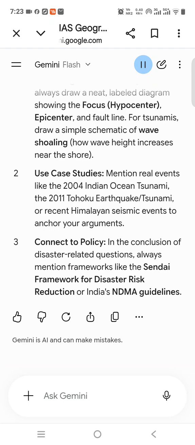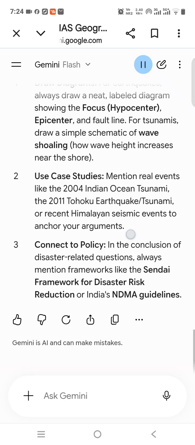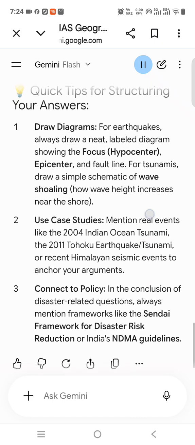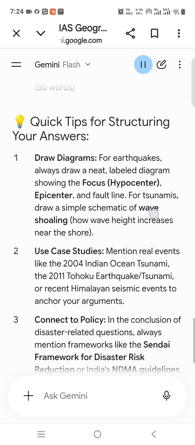Question. Discuss the concept of plate tectonics and explain how it helps in understanding the global distribution of earthquake belts. 20 marks, 250 words. Question. Explain the phenomenon of elastic rebound theory in the context of earthquake generation. How do body waves differ from surface waves in their propagation and impact? 15 marks, 150 words.